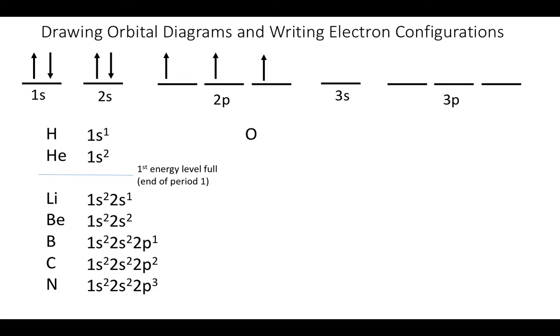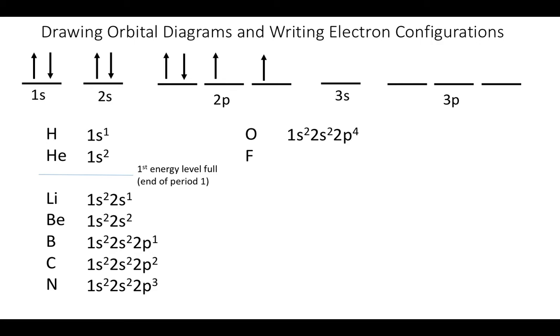All right, now when we get to oxygen, this 8th electron, do you see that it now has to pair up in the 2p orbital? But it's going to have an opposite spin, according to both Hund's rule and Pauli's exclusion principle. The electron configuration for oxygen is 1s2, 2s2, 2p4.